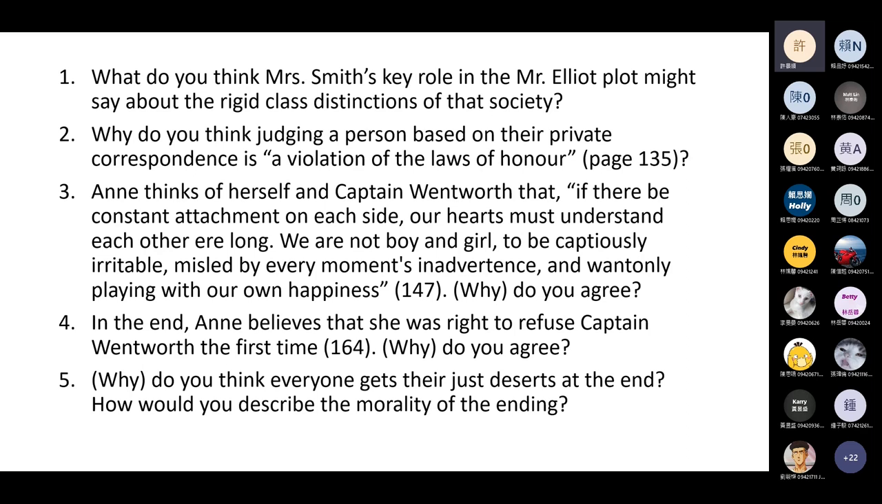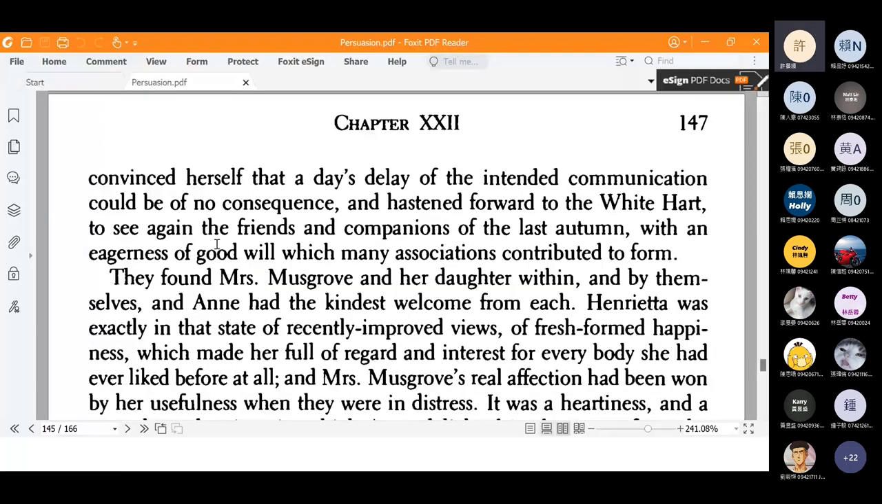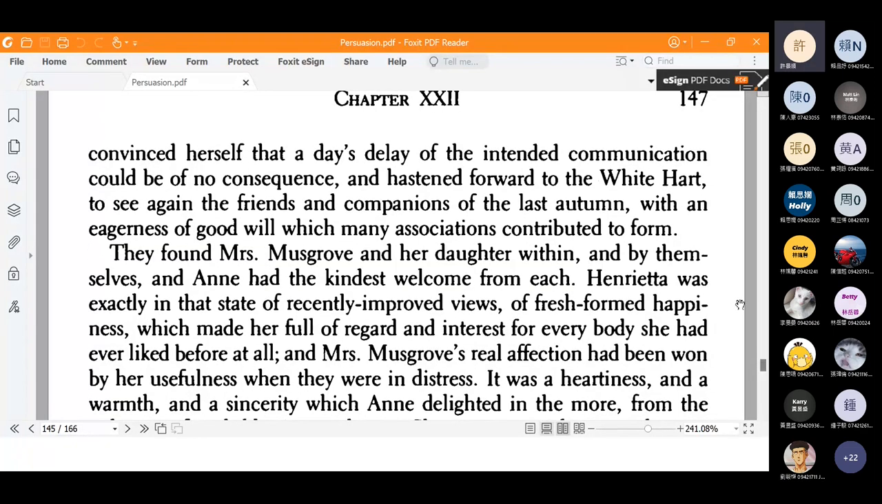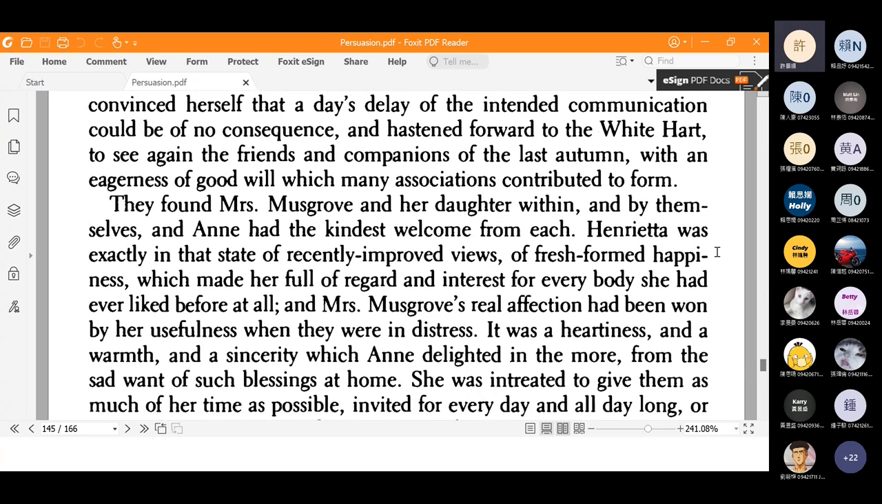Okay, three. We're going to see this quote in the text. I will explain the quote later. So at this moment, Anne had just come back from Mrs. Smith's. She wanted to tell Lady Russell the truth about Mr. Elliot, but because of different coincidences and circumstances, she can't leave the house. And then the Musgroves appear, and the whole thing turns into a party. And along with the Musgroves, Captain Wentworth also appears.